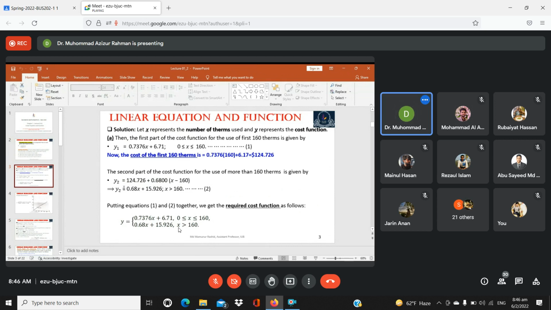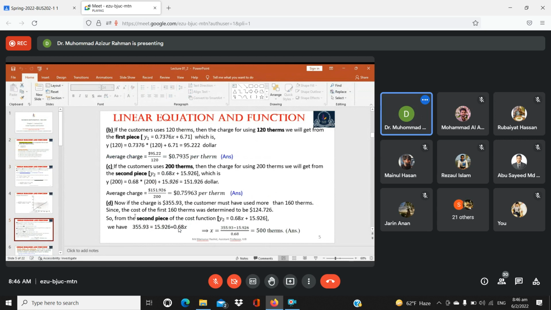So we use this cost function to calculate x, which is the number of thumbs. Let's see. If the charge is $355, the customer must have used more than 160 thumbs, because if he used 160 thumbs, the total cost is 120. So $355 is more than this. That means he used more than 160 thumbs. So the cost function is the second function.